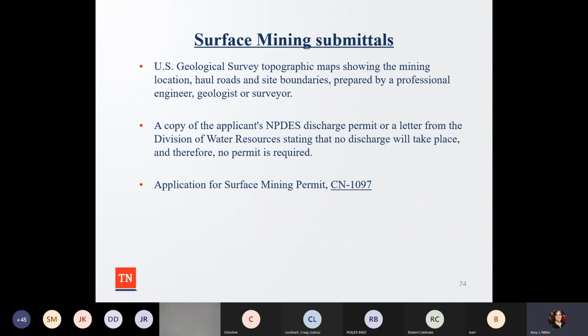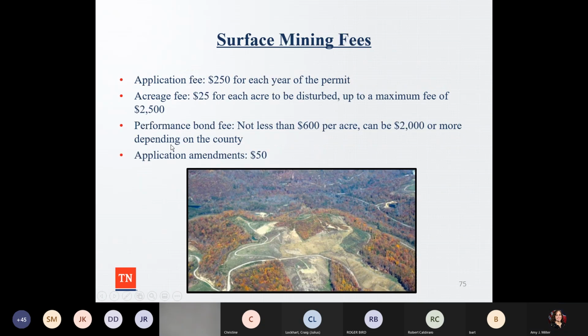So again, also having a U.S. Geologic Survey topographic work map showing the mining location, haul roads, and site boundaries, which has to be done by a surveyor, and then a copy of the NPDES discharge permit or a letter from the Division of Water Resources stating that no discharge will take place and therefore no permit is required. And then in order to have that application for a surface mining permit, you have the Form 1097.